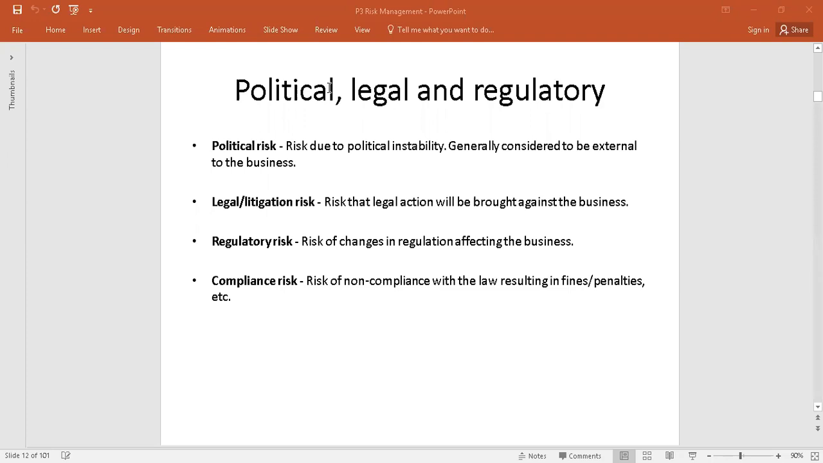Risk that some legal action will be taken against the business. So that is legal or litigation risk. Maybe they have not complied with something, or they have not followed the norms. So if there is a chance that some legal action will be brought against a business, it's called legal or litigation risk.